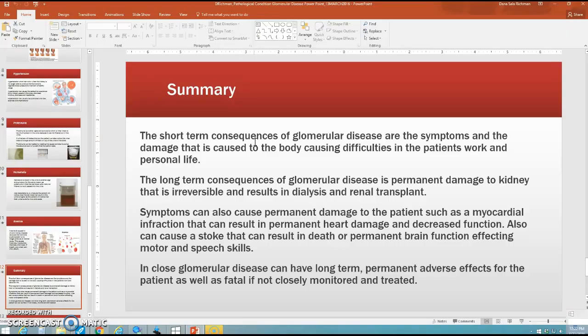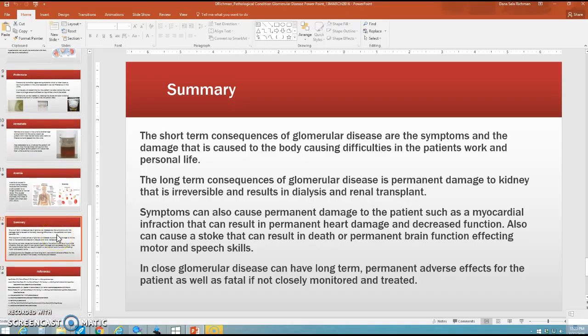Symptoms can also cause permanent damage to the patient, such as a myocardial infarction that can result in permanent heart damage and decreased function. Also, it can cause a stroke that can result in death or permanent decrease in brain function, which can affect the motor and speech skills. In closing, this disease can have long-term permanent adverse effects for the patient, as well as be fatal if not closely monitored and treated.